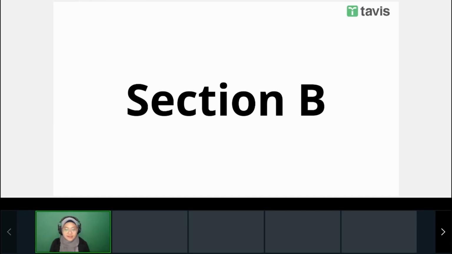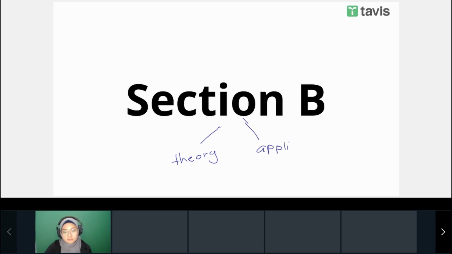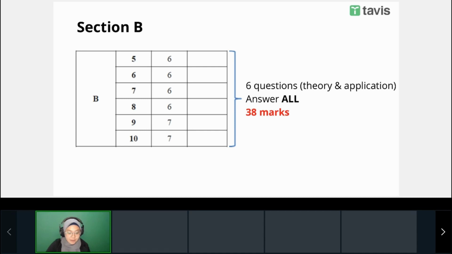Let's try to answer section B. Section B, it's all about theory and application. Okay, theory and application. Okay, let's see the sample question over here.